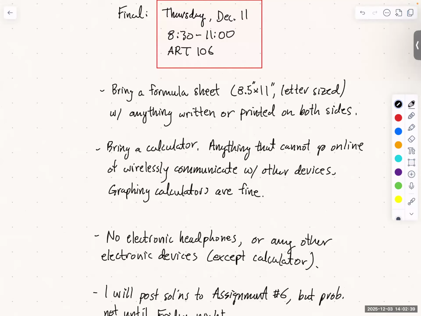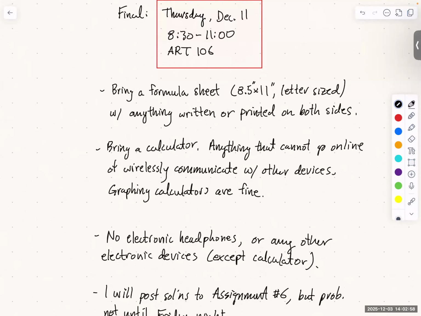And so what can you bring? You can bring a formula sheet, 8.5 by 11, regular letter size piece of paper. You can write whatever you want on it. I print something in micro font. It's totally up to you. You do what you like. You can use both sides of it.